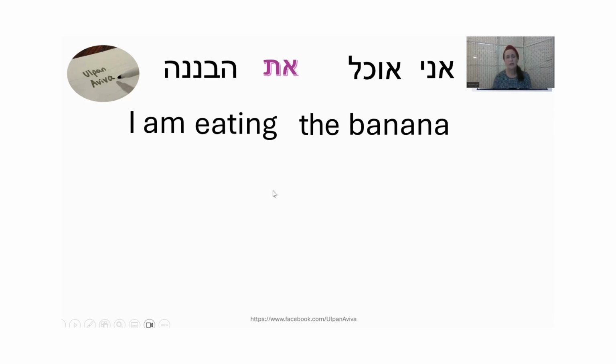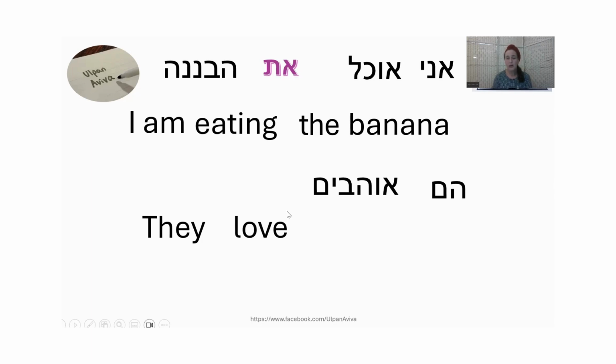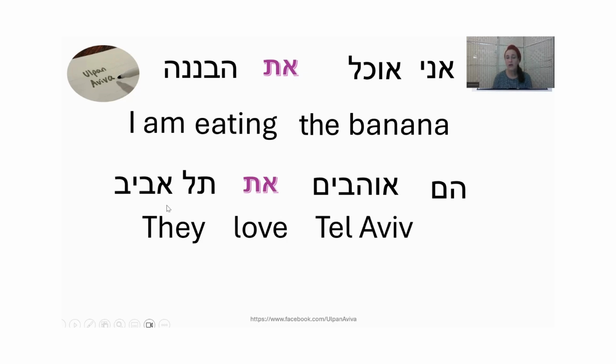Let's look at another example, and this one's a little bit different. The sentence is they, hem, ohavim, love or like, hem ohavim, et, which doesn't exist in English, and then you have a proper noun, Tel Aviv. Hem ohavim et Tel Aviv. In English, we would just say they love Tel Aviv. There is nothing before the word Tel Aviv. Tel Aviv is definitely a specific noun. It's a real noun, but there's nothing that comes between the verb and that specific noun. Whereas in Hebrew, if you have a verb and then a specific noun, you will always, well, not always, put et in front of it.